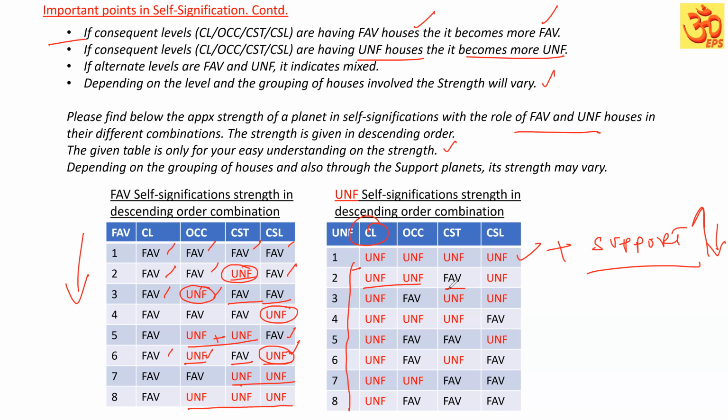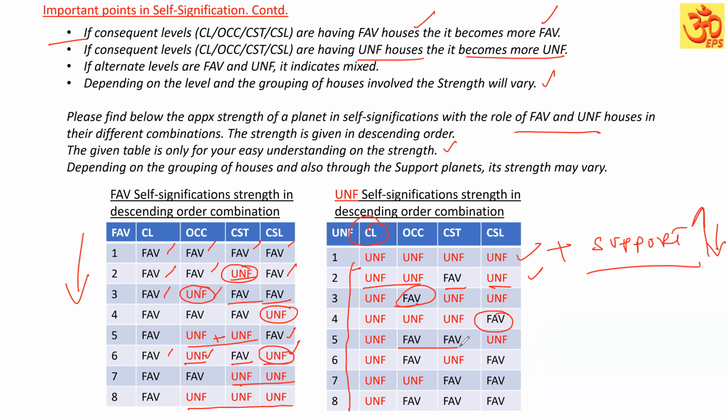unfavorable, CST is favorable, and CSL is unfavorable. You can see consequent levels unfavorable, and at one level the star lord is favorable, so the unfavorable strength is a little reduced. So when compared to all levels being unfavorable, this is comparatively better. Next comes one level at the OCC. The next comes one level at the CSL. So when it comes to the CSL, that strength is increased. So unfavorable strength is reduced as it moves down.